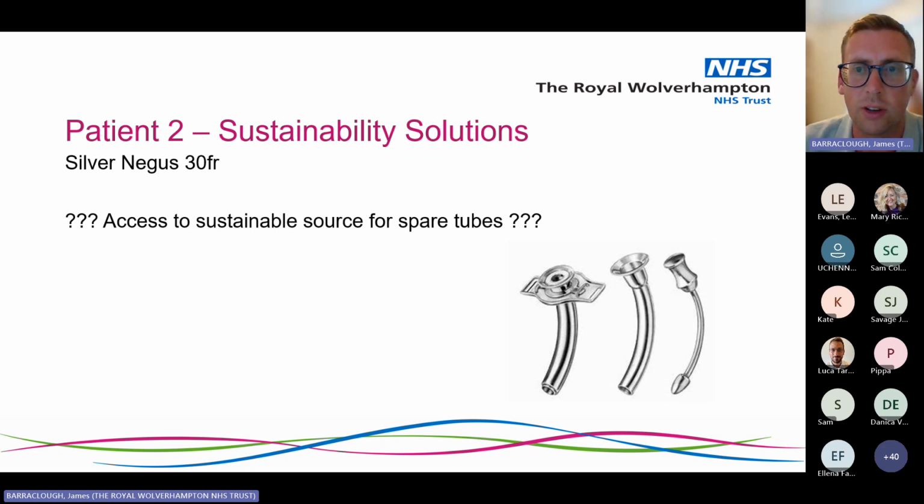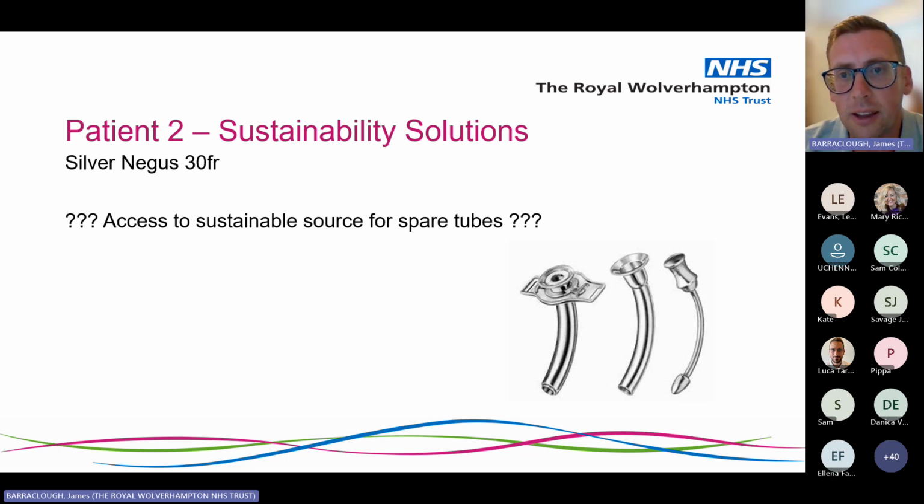The Sylvinegus tubes, unfortunately, are no longer being made. And so what do we do with these patients? What choice do they have with regards to their ongoing tube care? So I'm just hoping that our Sylvinegus patients continue to survive with their tracheostomies, and that they look after them very much.